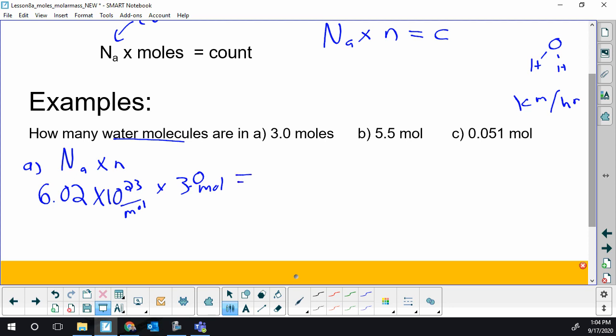Equals, now I grab my calculator and have to do this calculation. And that works out to 1.8 times 10 to the 24 molecules. Now, how many in here have one of those TI-83, 84 calculators? Okay, only a few.